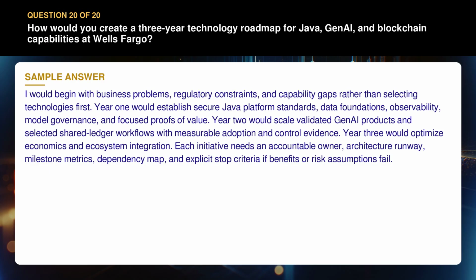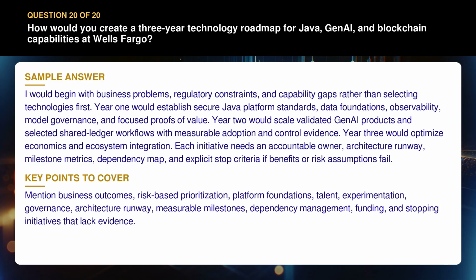Each initiative needs an accountable owner, architecture runway, milestone metrics, dependency map, and explicit stop criteria if benefits or risk assumptions fail. Mention business outcomes, risk-based prioritization, platform foundations, talent, experimentation, governance, architecture runway, measurable milestones, dependency management, funding, and stopping initiatives that lack evidence.